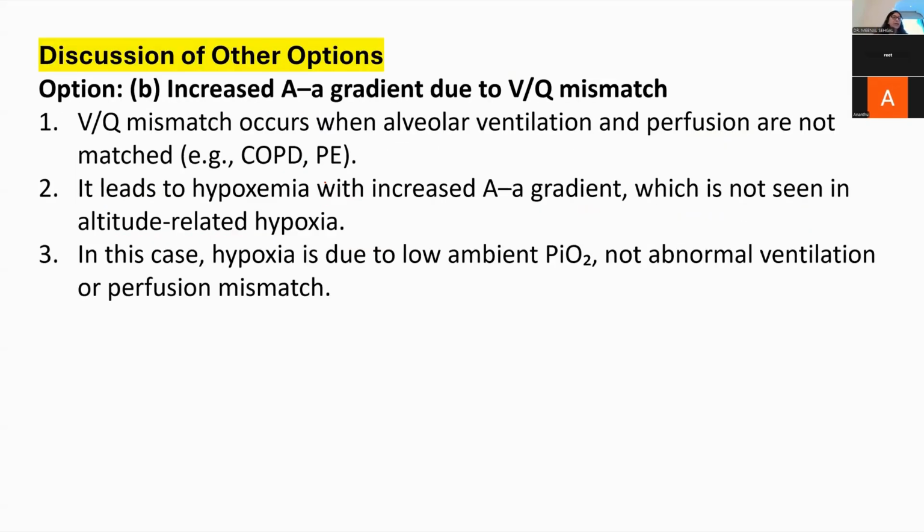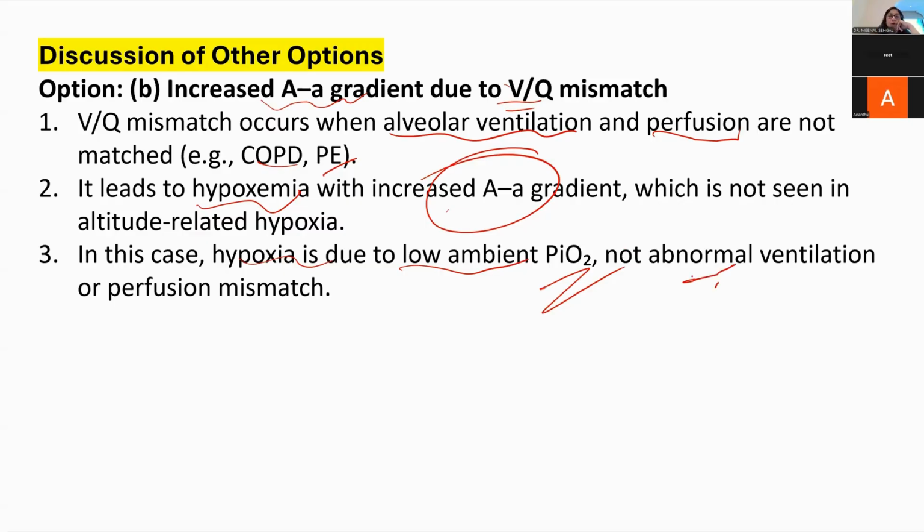Let's look at the other choices in the question. So there is increased gradient. Now, increased gradient due to VQ mismatch, we discussed in the last question also. VQ mismatch only occurs when alveolar ventilation and perfusion are not matched, for example, COPD and pulmonary embolism. It leads to hypoxemia with increased gradient, which is not seen here in altitude-related problems. Hypoxemia is due to low ambient atmospheric pressure of oxygen, normal ventilation, not the abnormal ventilation or the perfusion mismatch. So this is all happening because of the atmospheric oxygen decreased.